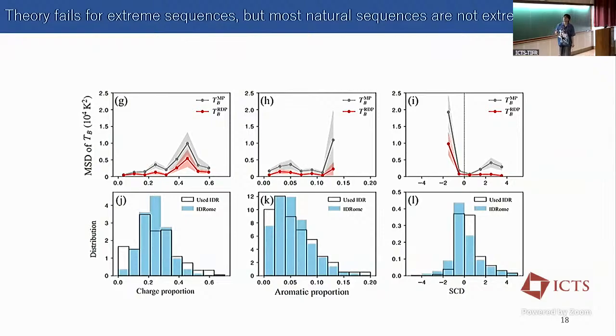Which means that mostly the natural sequences are not that extreme. These are the distributions of the sequences that we used in our calculation, the white one. And this blue IDRome is the whole human proteome. In all cases, the dominant majority of those regions are within the region where the simulation basically works. So one way to understand our approximation is that it's not a universal workaround, but an approximation method that works at least within the range of the real sequences.